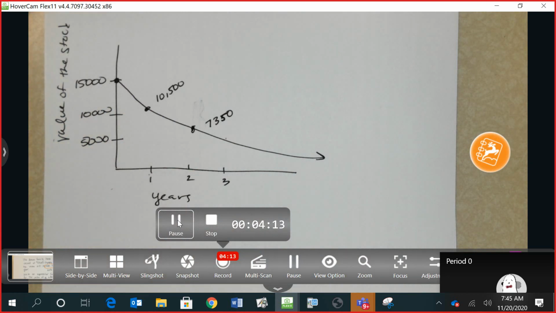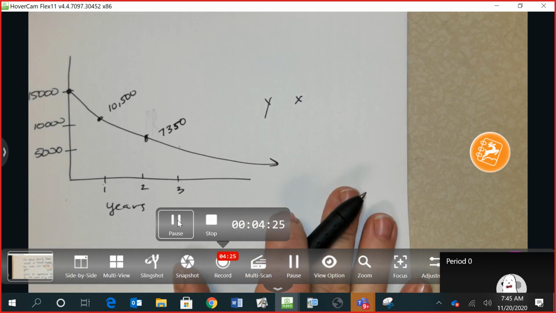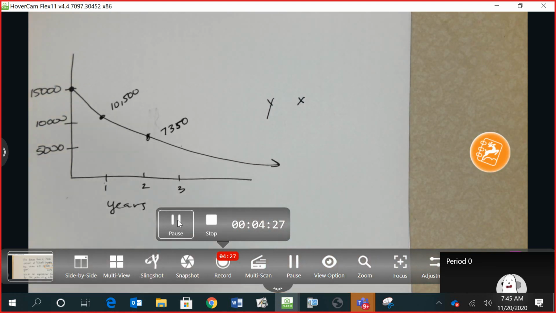Now, we're told that this is exponential, and we're asked to write an exponential function where y is the value of the stock and x represents after so many years. So we're asked to use x and y. So we're going to start again with what do we know. And I'm going to show you 2 different ways to do this.